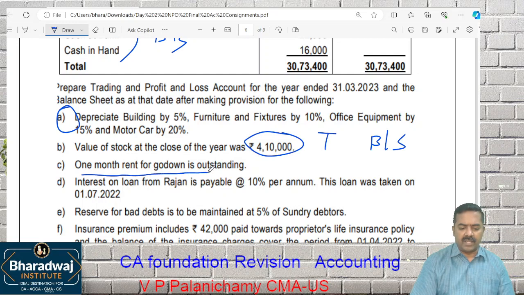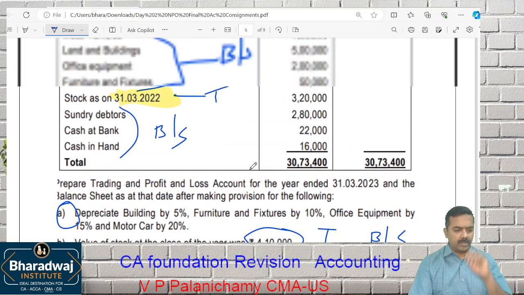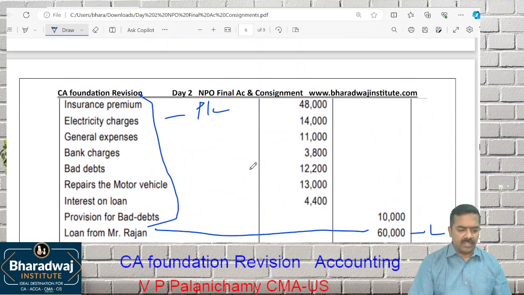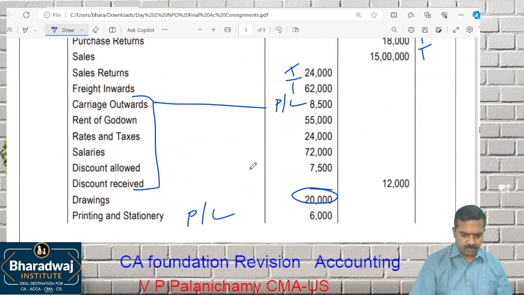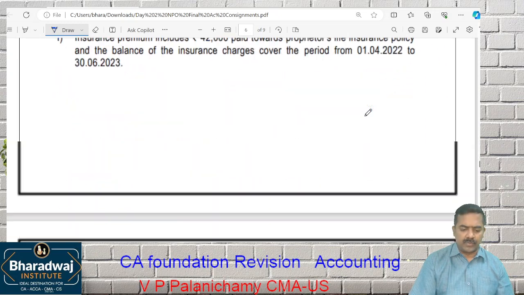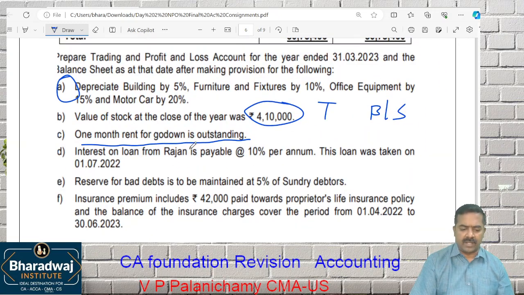One month rent for the godown is outstanding, given. What is the rent for the godown given? This 55,000 is for 11 months. Then monthly rent is 5,000. So 5,000 will be outstanding that you have to add.